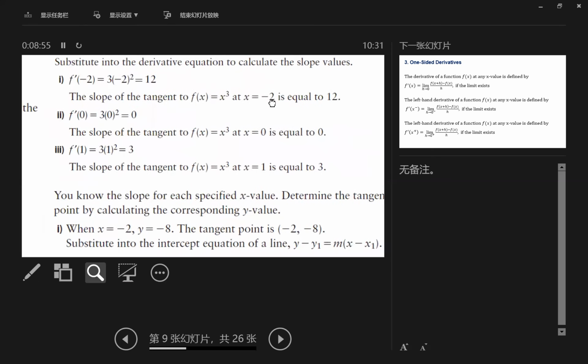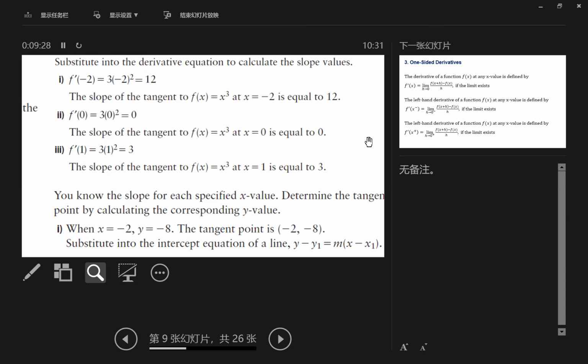Okay, first, we can calculate the derivative of this function at x equals negative 2, x equals 0, and x equals 1, right? You can just plug that value in to find the derivative of this function at such points. Remember that the derivative of a function at a certain point is actually the instantaneous rate of change, or the slope of the tangent line at that point, right?